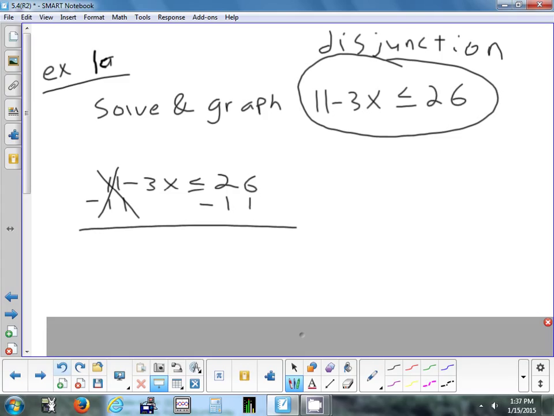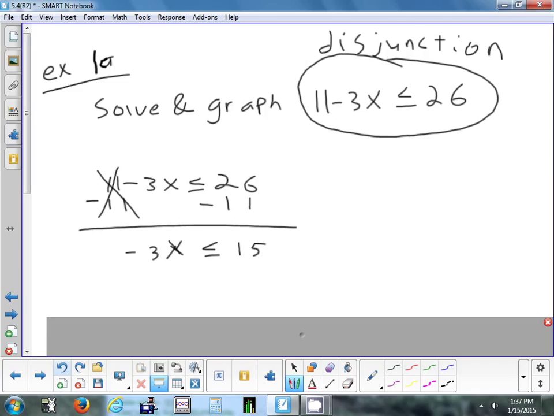What do I have on the left-hand side now, Isaiah? Negative 3x. Yep. And then on the right-hand side, he just told us 15. What about my symbol? Dominic, do I flip it? No. I did subtraction. Do I ever flip it when I subtract? No, never. Okay, don't flip it when you do subtraction, ever.